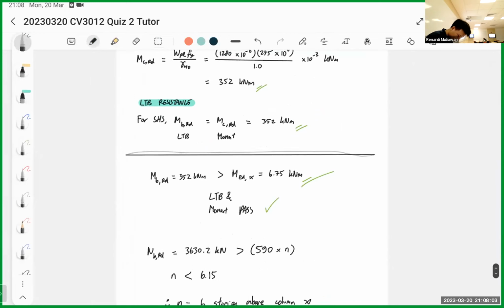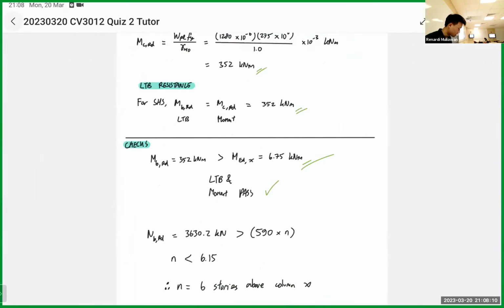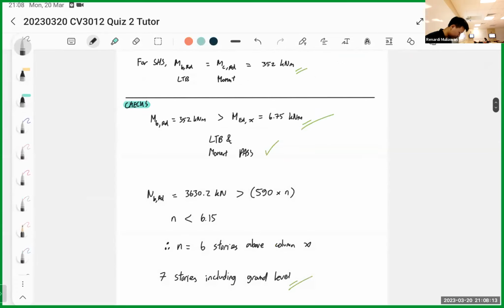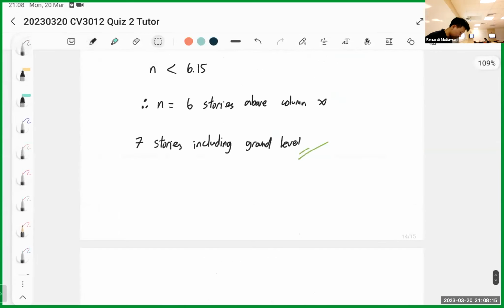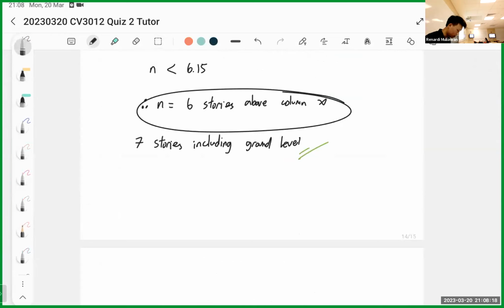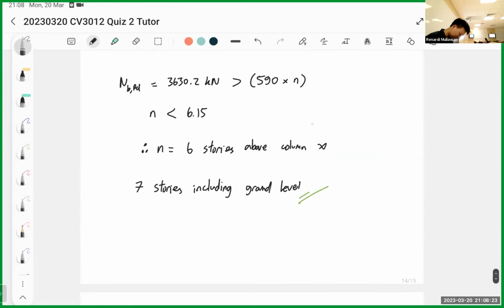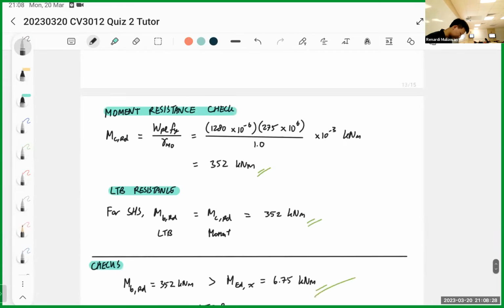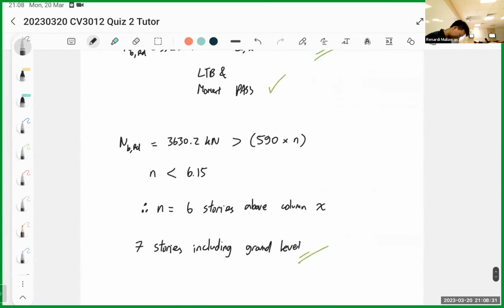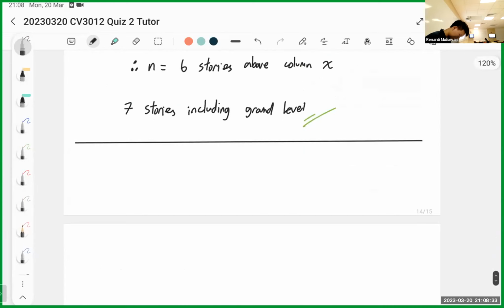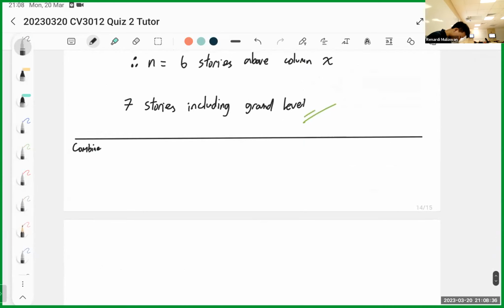So this is resistance, right? So this gets checks. Actually, you can do extra by... this is n equals to 6, right? N equals to 6 stories above column X. This one you can actually do the combine check also. But combine check is just extra actually. So combine check, this is just in case of.